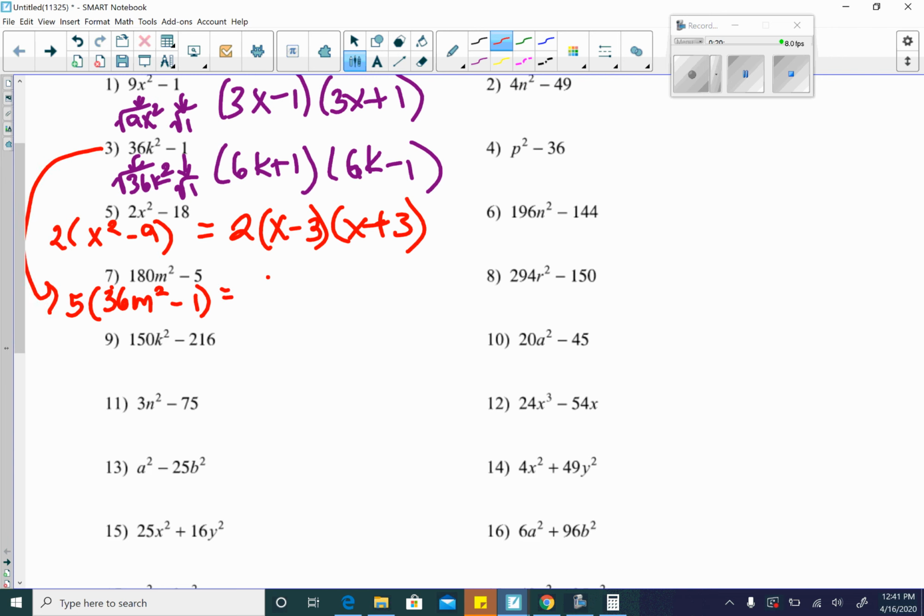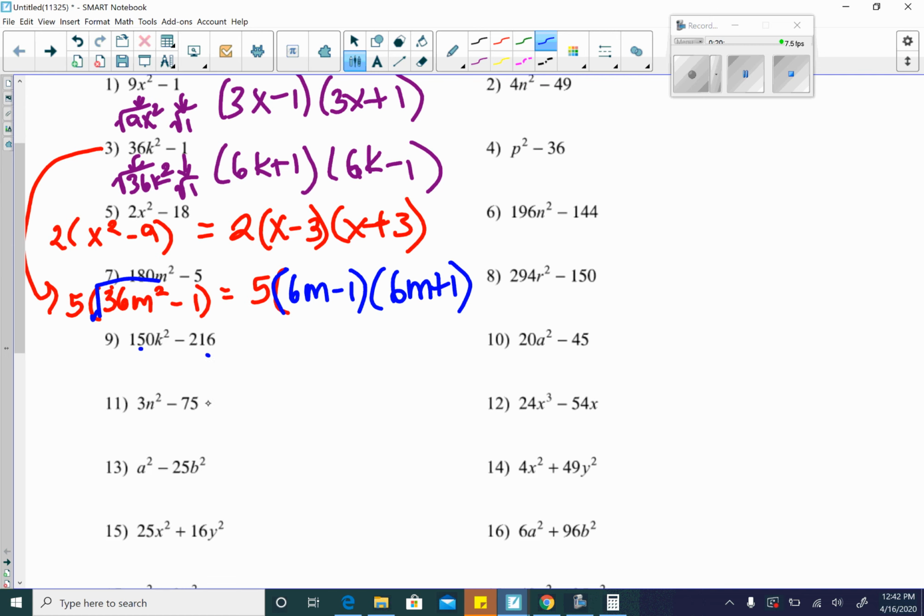So I'm going to bring that 5 out in front. What is the square root of 36m squared? That's 6m. What's the square root of 1? Just 1. 6m minus 1, 6m plus 1. Okay? Hopefully you're starting to notice the pattern here. Okay, you just need to know the perfect squares.